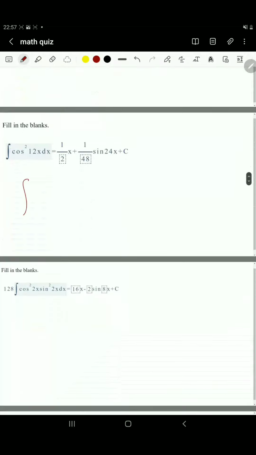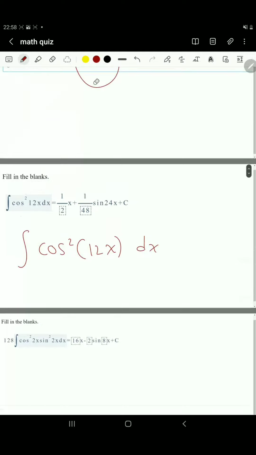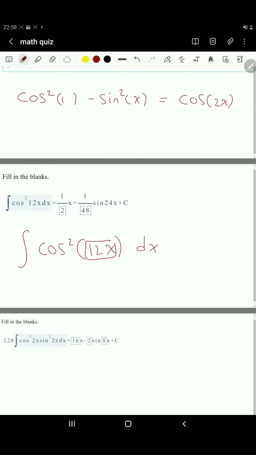Next question. The integral of cosine squared 12x. Okay. So what are we going to do here? We are going to use an identity. There is an identity that tells you cosine squared of x minus sine squared of x is equal to cosine of 2x. In our case, what's inside isn't x, what's inside is 12x. So we take this out, we put 12x instead of x. This becomes a 12x. And instead of x becomes a 12x. 2 multiplied by 12 is 24. So that's just a 24x.